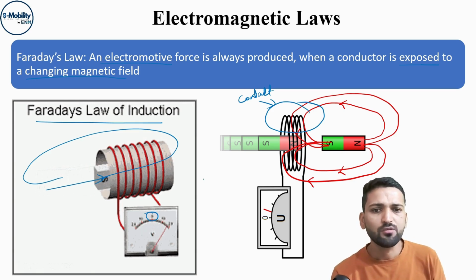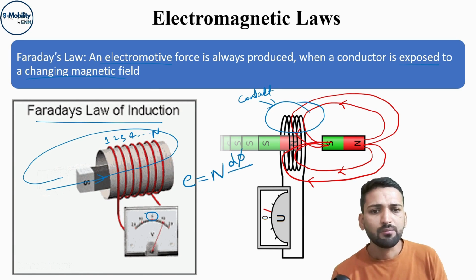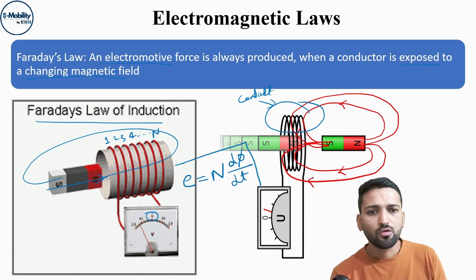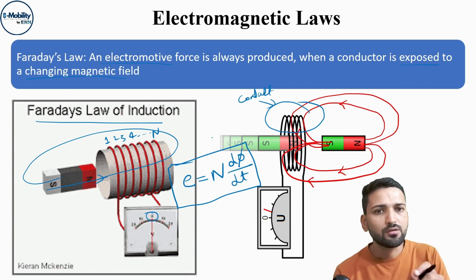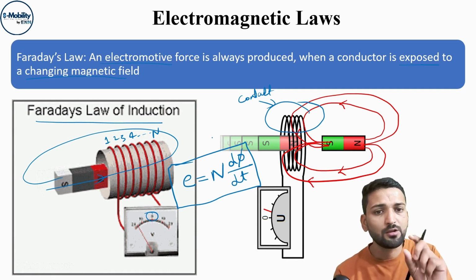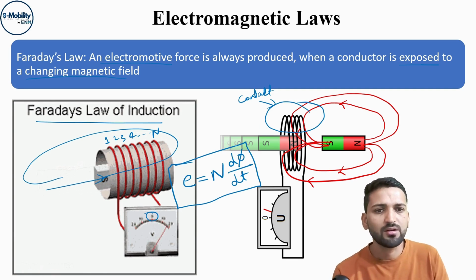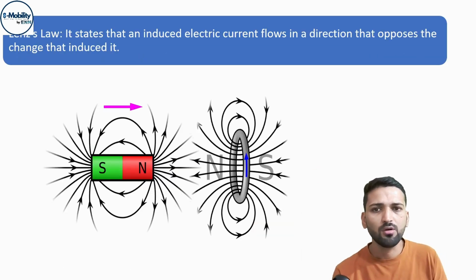The expression for induced EMF is: E is equal to N, the number of turns, 1, 2, 3, 4 and up to N, into d phi by dt. We have to remember one thing: it is the change in flux which is important, not the quantity of flux. So here the change in flux, or the speed of change in flux, is more important. It is d by dt of phi. This is the first law and it is a very important law.